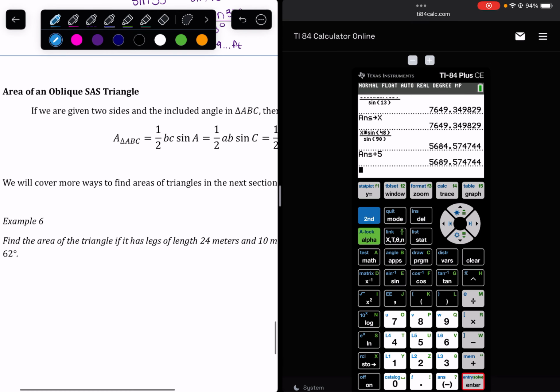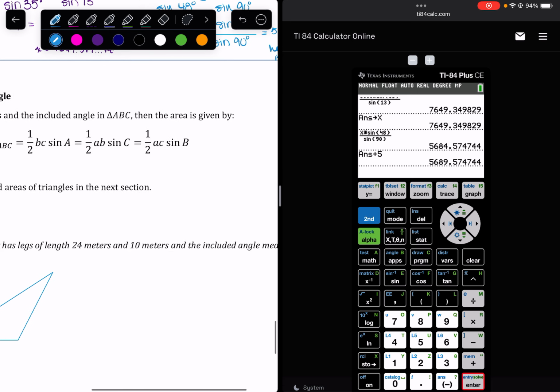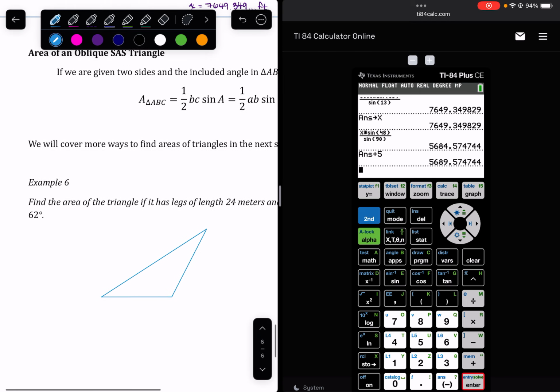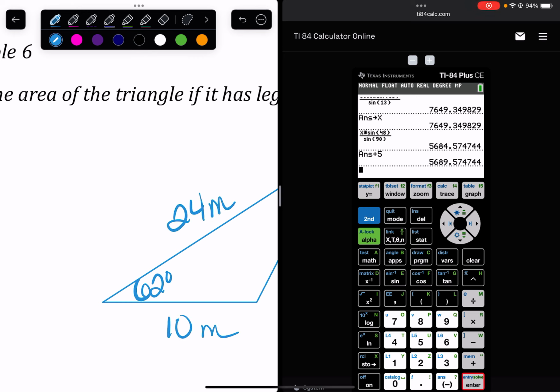If you wanted to draw a picture, you could. So here's my triangle. It's got legs of 24 and 10, and the included angle is 62 degrees. I'm going to call this bottom angle right here my 62-degree angle. Legs are 24 meters and 10 meters. Just make sure you put them on the sides between the angle.